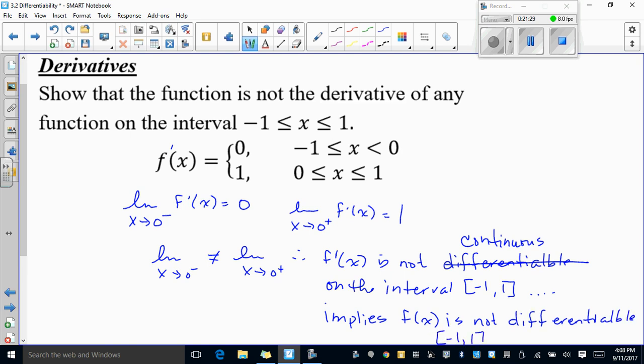Now we don't know what's wrong. It could be a jump. It can be a corner. There's a lot of different things. We just know that f prime is not continuous on that interval. Therefore, so it's not continuous, which implies that it's not differentiable. That f of x, what it came from, is not a differentiable function.